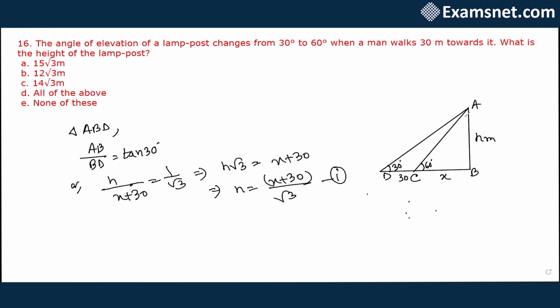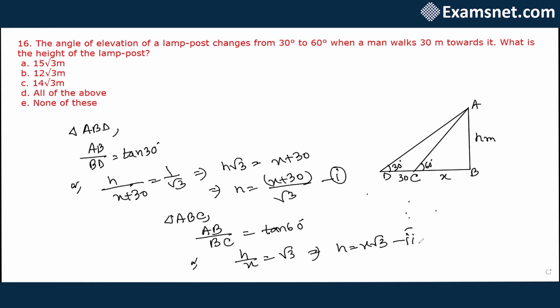Next, we can consider the smaller triangle, that is ABC. So considering triangle ABC, we can write AB by BC equals tan 60 degree. Okay, so here H by X equals tan 60 degree. The value is root 3. So from it, we can write H equals X root 3. Let's name it equation number 2.